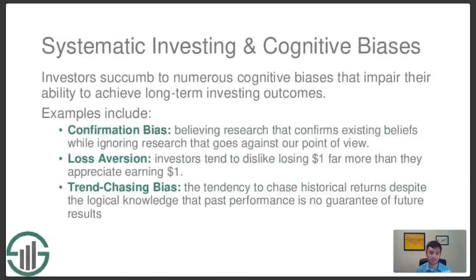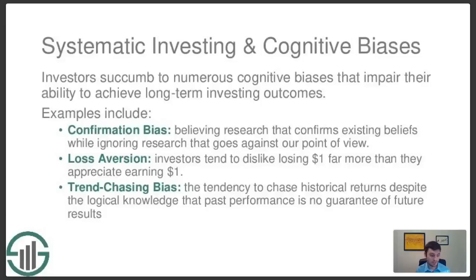Systematic investing and cognitive biases. Probably the biggest advantage of systematic investing is drastically reducing cognitive errors. Investors succumb to numerous biases that impair their ability to achieve good long-term investing outcomes. A couple examples are below. Confirmation bias. This is when you believe research that confirms your existing beliefs while ignoring research that goes against your point of view.